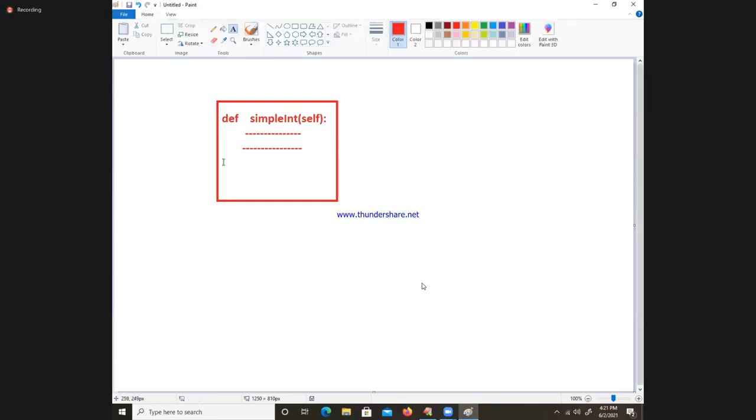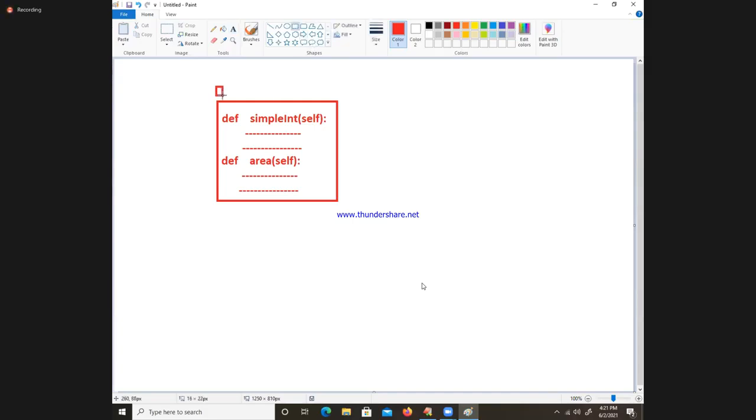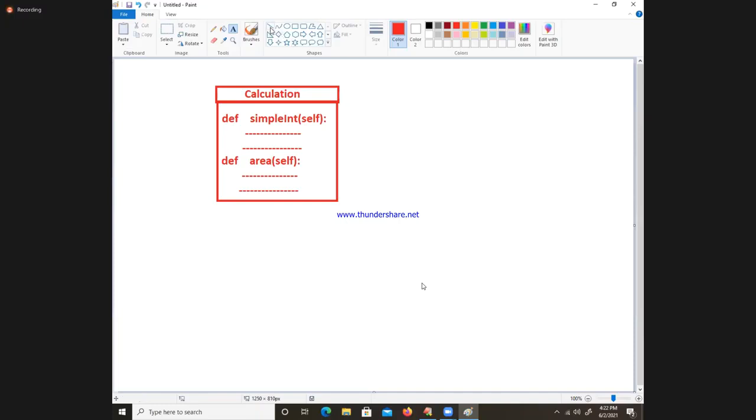Now there is one more function. Therefore, I'm going to say area of some figure, area of some circle. It is also a common kind of logic for many people. It is present inside some class, with some class name called Calculations. Calculations is my class name. You know already a class is a collection of data members and methods.